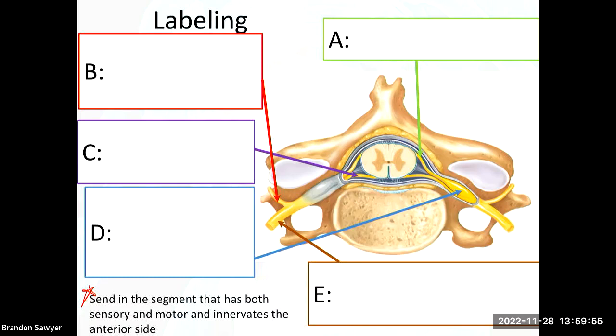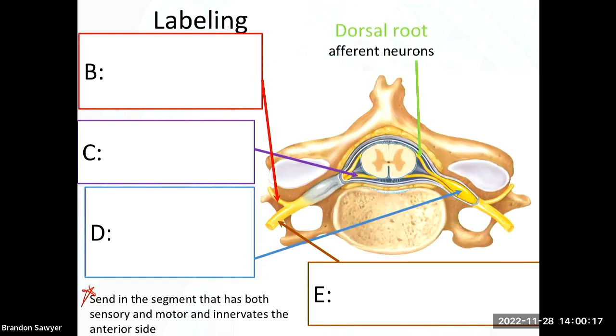Is that dorsal or ventral? Dorsal. Okay. And is that sensory or motor? That's where it gets you guys, huh? Yeah, it's dorsal. So the sad Dave thing, what comes after the D? And Dave? Afferent, there we go. So that's our dorsal root with afferent neurons.